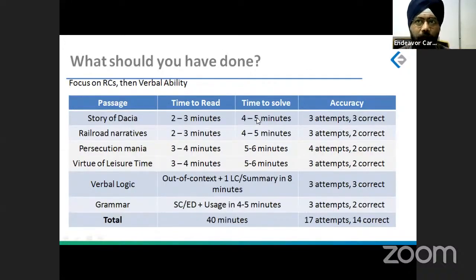What should you have done? There is no approach to. I know that when I analyze, some people are like, sir, give me an approach to. By this paper, there is no approach to. There is only one approach. Focus on RCs and then on the verbal ability section. There is no other approach.